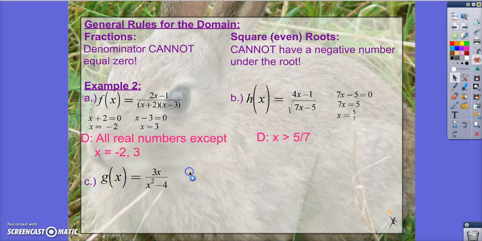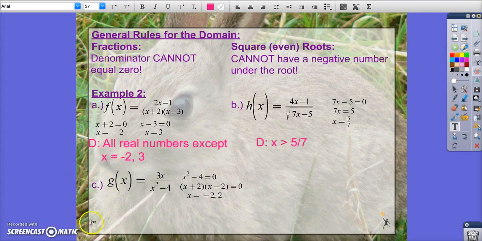Set the denominator equal to 0. Now you can solve algebraically, but what I like to do is factor. It's a difference of two squares pattern. So it's x plus 2, x minus 2. Set them each equal to 0. X equals -2, 2. So my domain is going to be all real numbers except x equals -2 and 2.